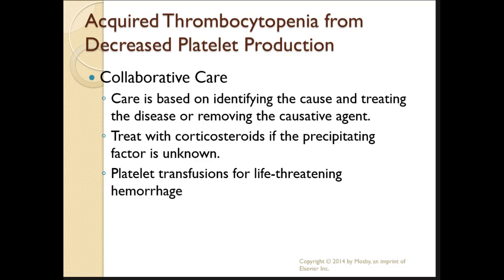we can either remove the identifying cause, such as if it's drug-induced, but if needed, we can also treat the patient with corticosteroids if there is an unidentified precipitating factor, and also they could have to have platelet transfusions if they have a life-threatening hemorrhage or when the platelet count is extremely or critically low.